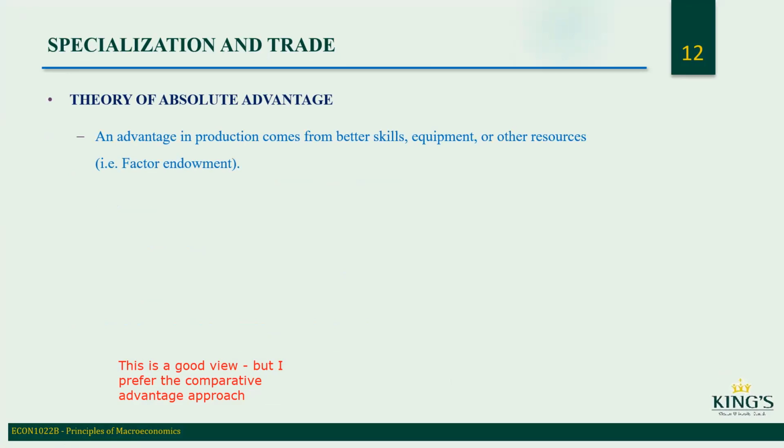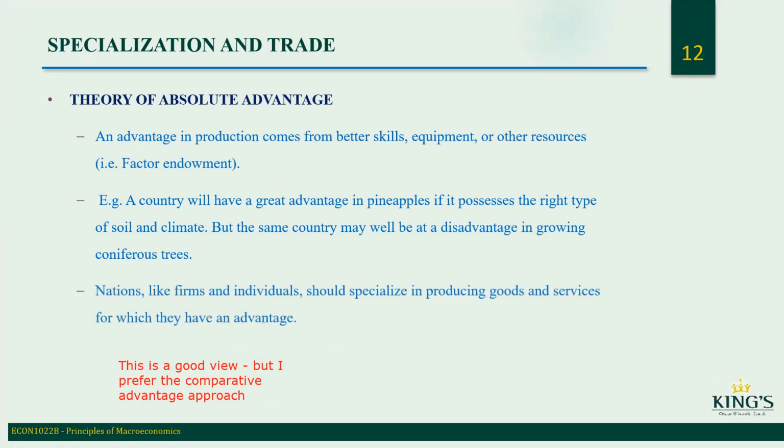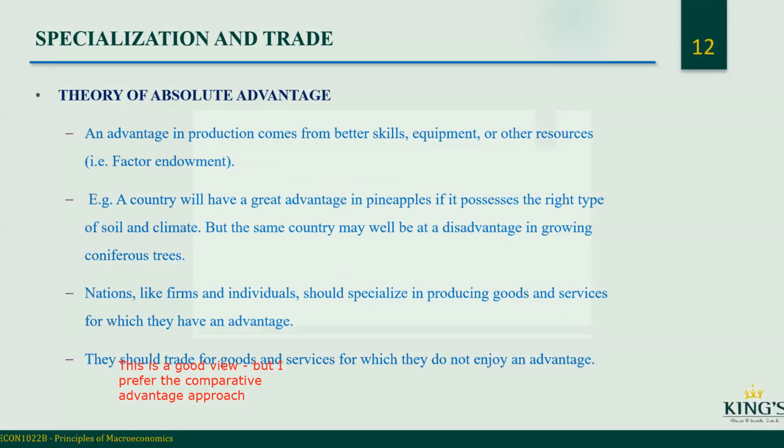An advantage in production comes from better skills, equipment, or resources. A country will have a great advantage in pineapples if it possesses the right type of soil and climate, but the same country may well be at a disadvantage in growing coniferous trees. So nations, like firms and individuals, should specialize in producing goods and services for which they have an advantage, and trade for goods and services for which they do not enjoy an advantage.